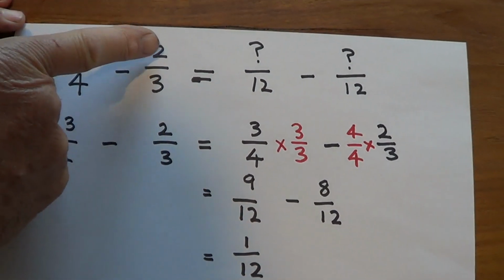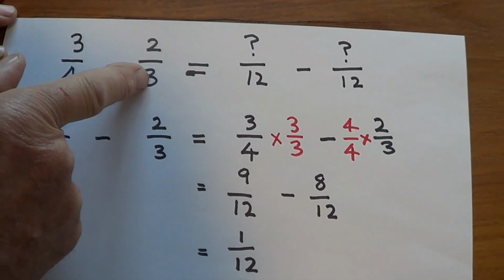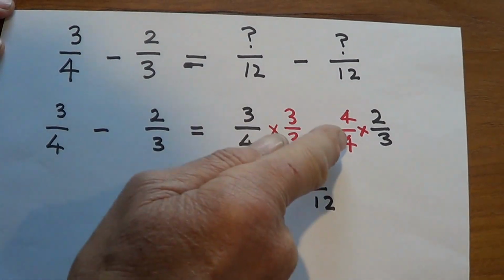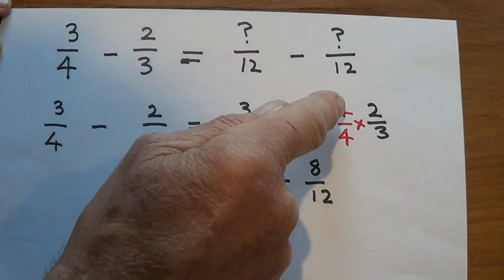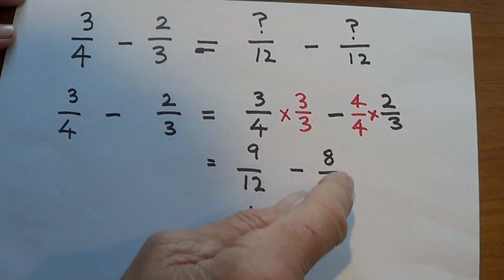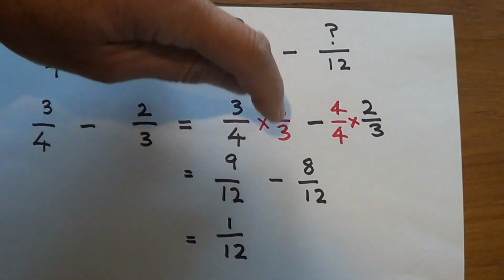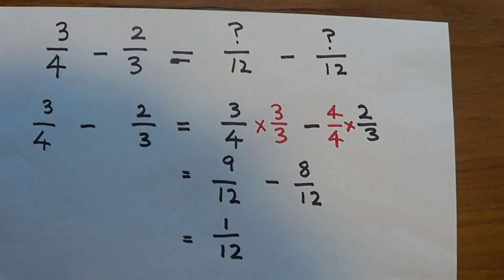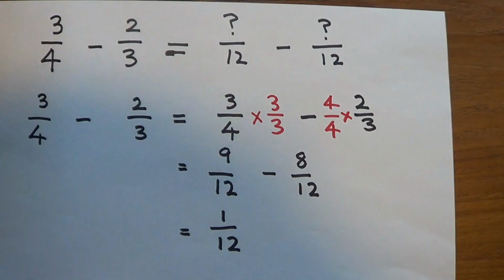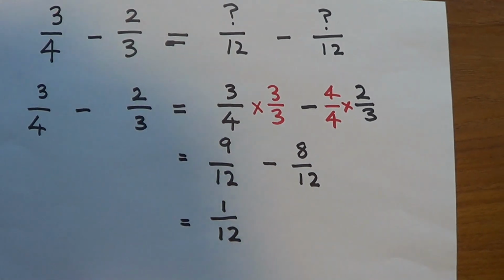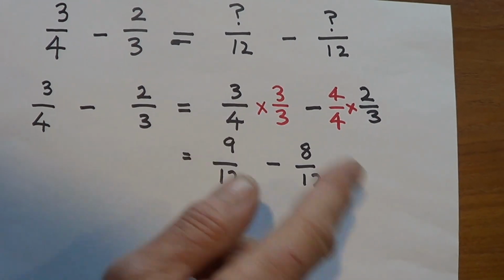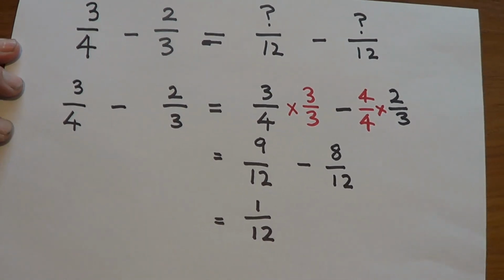You see this one here, 2/3, to get that to be 12 we have to multiply it by 4. So it's multiplied by 4/4. So that becomes 8/12. You see 3 divided by 3 is 1, so it won't change the value. 4/4 is 1, it won't change the value. So we have 9/12 take away 8/12, which is 1/12, which is what we got before.